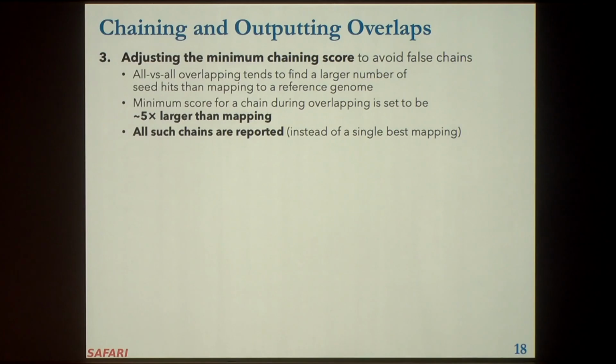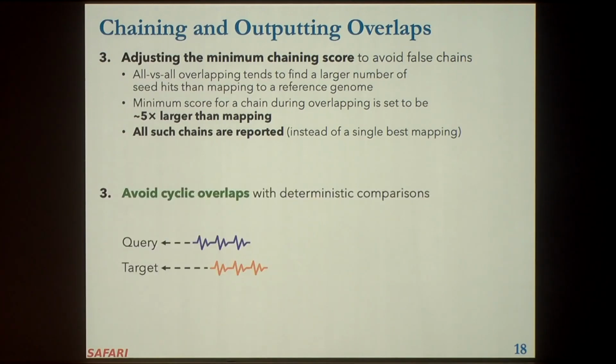We also make some changes in the chaining strategy that we use in RowHash2. What we find is that when we perform overlapping, we find a large number of chains between read pairs. In order to identify the highly accurate chains, we increase the chaining score up to around 5 times so that we can find the reliable ones. And then we report all chains as all versus all overlapping pairs.